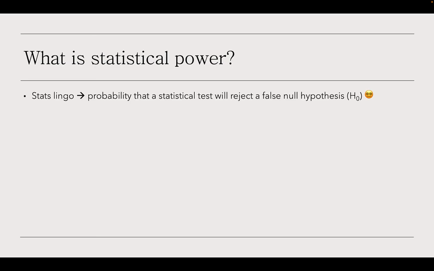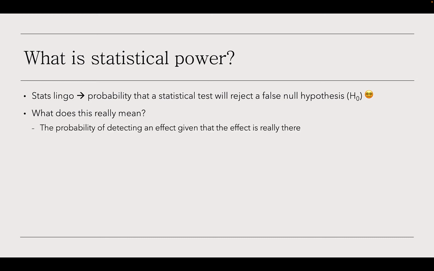All right, in the stats lingo, this is the probability that a statistical test will reject a false null hypothesis. Okay, so again, it's the probability that we will reject a false null hypothesis. But that's terrible, right? What does that really mean? What it really means is it's the probability of detecting an effect or a difference, given that the effect or difference is really there. And so as I talk about power through this lecture, I'm going to consistently use the term effect, which here is synonymous with a statistical difference.